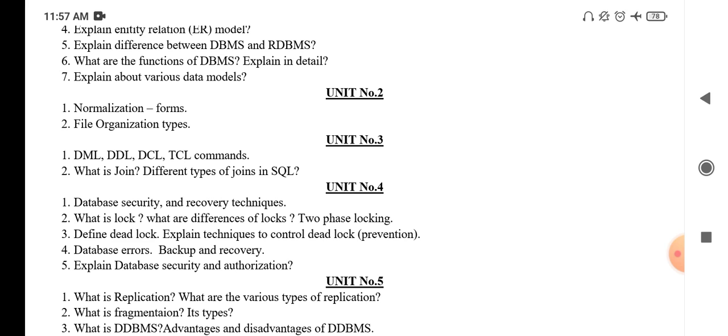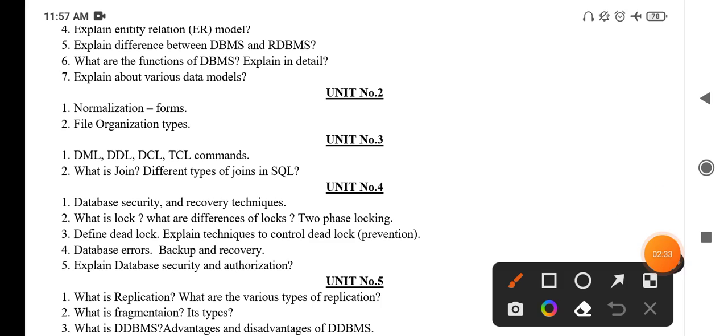So the next question, the second question, is file organization. So what is the meaning of file organization? We have to explain the definition. How the records or files are physically stored, mapped onto the disk, is known as file organization. So whenever we create any file, how these files are stored in the memory, that kind of arrangement we have to explain as file organization.